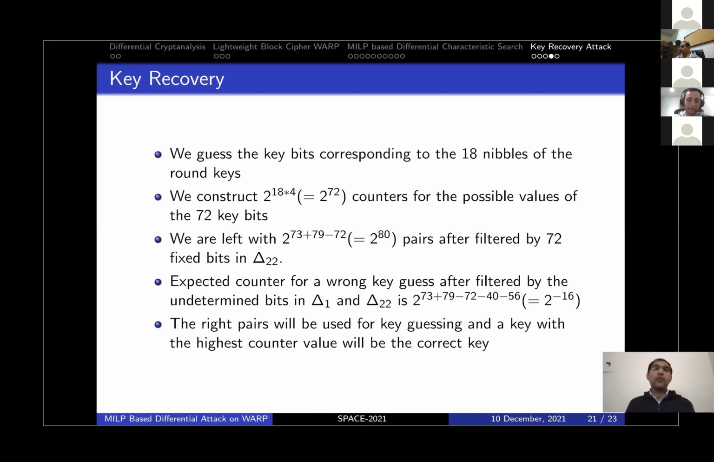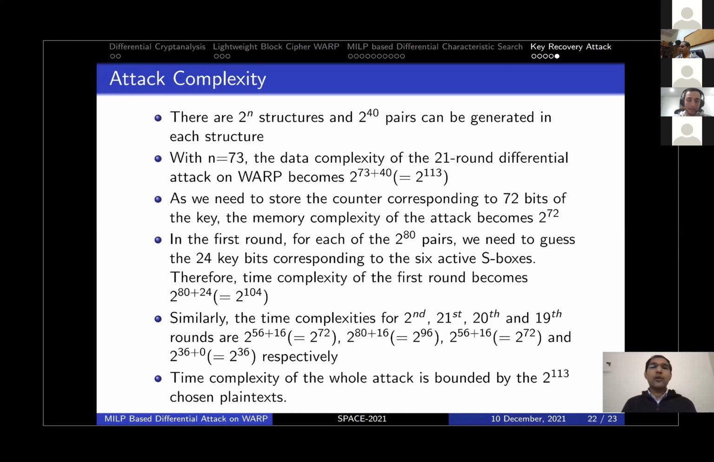Now we talk about attack complexity. There are 2^n structures and 2^40 pairs can be generated in each structure. With n equal to 73, the data complexity of the 21-round differential attack on WARP becomes 2^(73+40), which is 2^113. As we need to store the counters corresponding to 72 bits of the key, the memory complexity of the attack becomes 2^72.